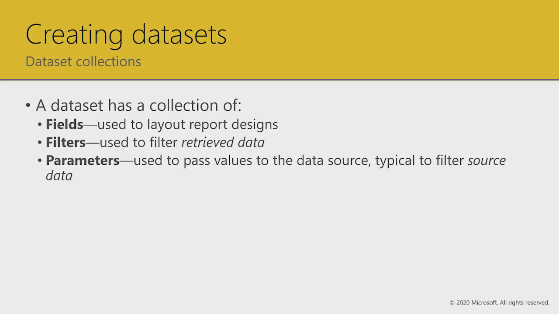So that completes the discussion on the three graphic designers that we have. To complete the discussion on datasets, there are three collections of objects. And they are the fields, the filters, and the parameters. So the fields represent, in a sense, the columns that are returned by your query result. And these fields are mapped into your report layout to display values being returned by the dataset.